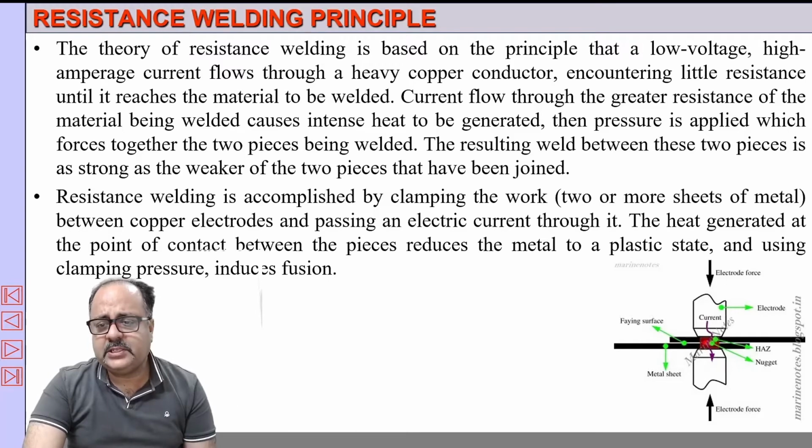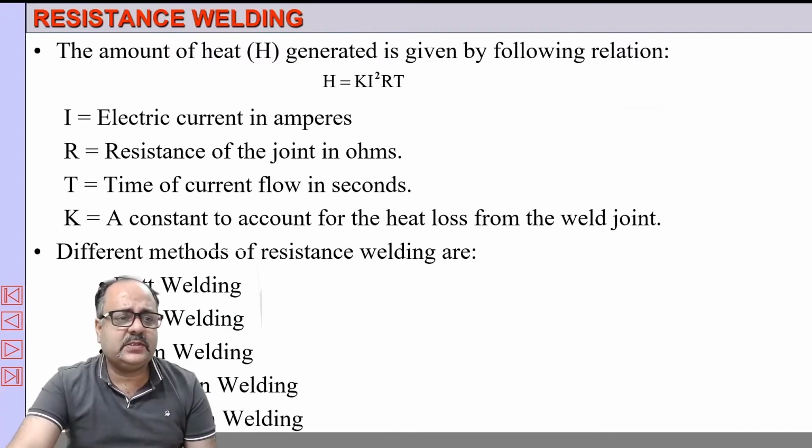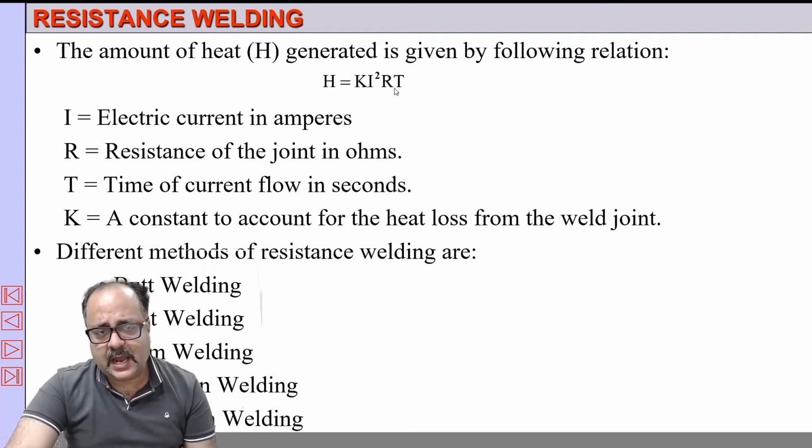Now how it actually happens, we'll discuss in the next few slides: how the temperature actually rises, how the heat is obtained. The basic equation of heat here will be H = K I²RT, where I is the current in amperes, normally in kiloamperes, R is the resistance of the joint in ohms, and T is the time in seconds. K is basically a constant, because the entire heat that is generated will not be used for the welding purpose. Some will be lost. So this constant K accounts for the heat loss.